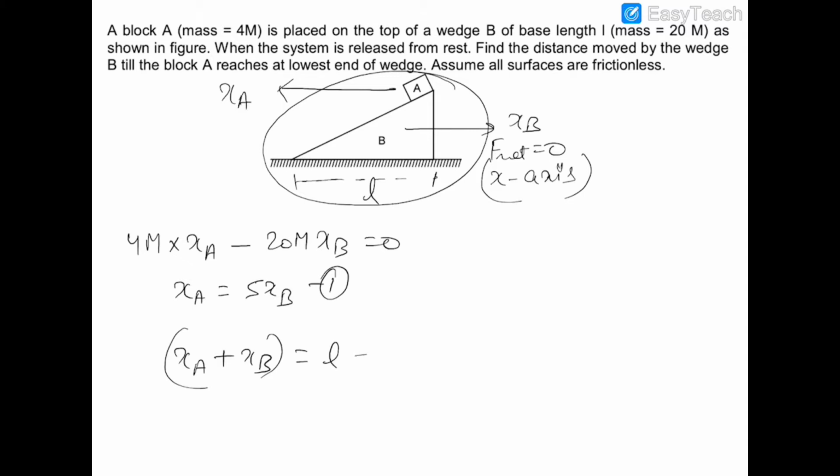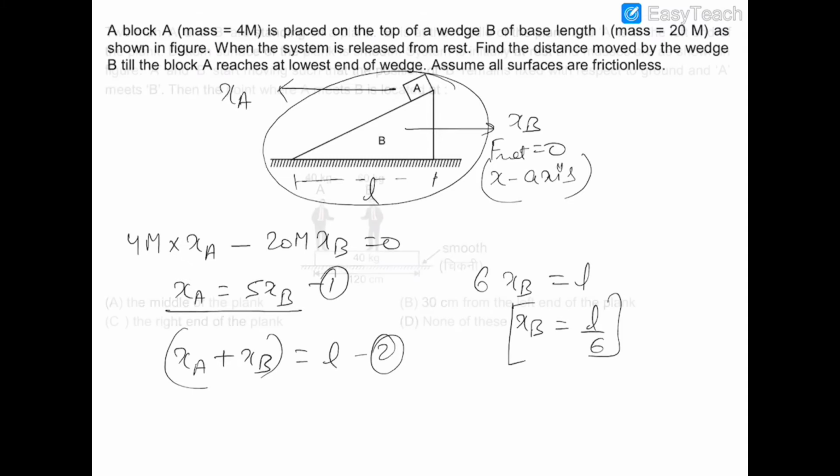So by substituting this value of xA from equation 1 into equation 2, we get 6xB is equal to L and xB is equal to L by 6. So this is the distance moved by this wedge in the forward direction in the time when this block reaches its bottom. Thank you.